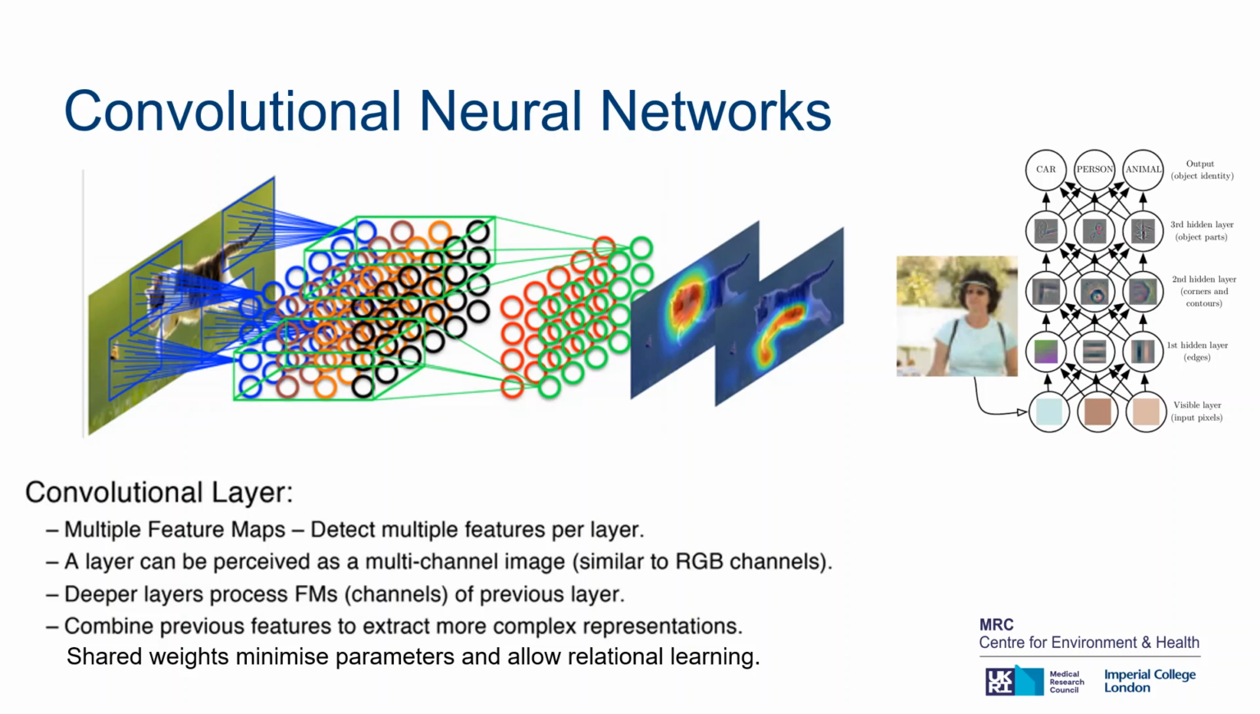As we go deeper into the CNN, the deeper layers process the feature maps of the previous layer, and we start to build those more complex representations, as shown in the illustration on the right. In addition, the shared weights of a given filter across the image actually minimize the total number of parameters in the network, and allow for neural network training.